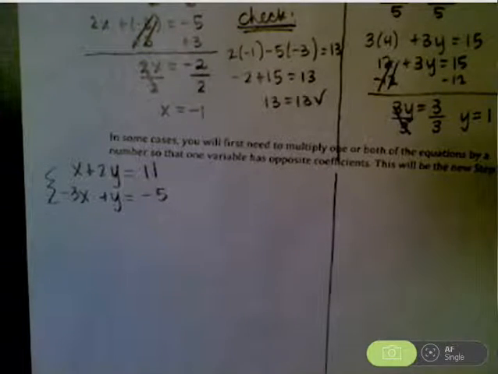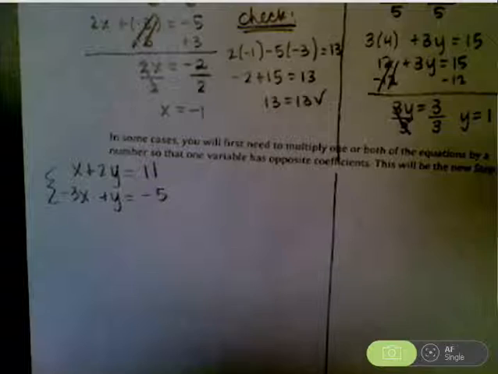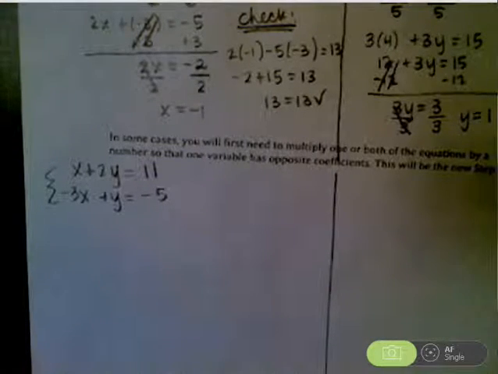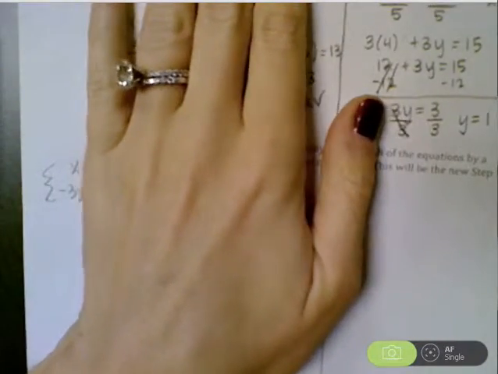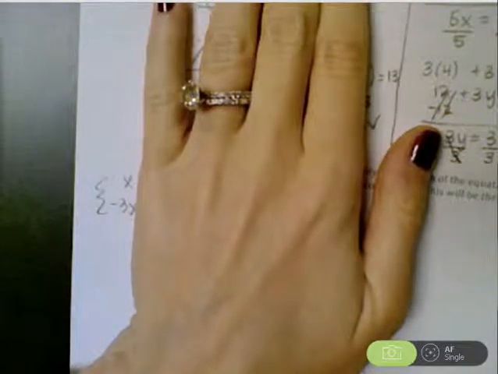So let's think about it. Our goal in elimination is to eliminate one of the variables. I can choose whether I want to eliminate the x values or if I want to eliminate the y values. If I was going to eliminate the x values, what would the coefficient of the first x value need to be?